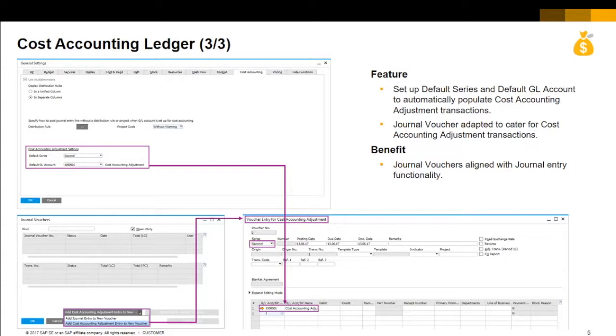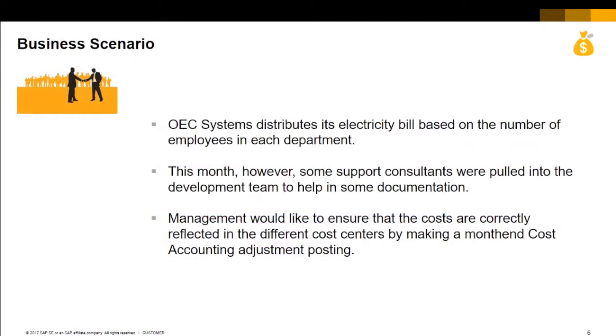Defaults can be set up to automatically populate the cost accounting adjustment transaction, including journal vouchers. Our business scenario is as follows. OEC Systems distributes its electricity bill based on the number of employees in each department. This month, however, some support consultants were pulled into the development team to help in some documentation. Management would like to ensure that the costs are correctly reflected in the different cost centers by making a month-end cost accounting adjustment posting.